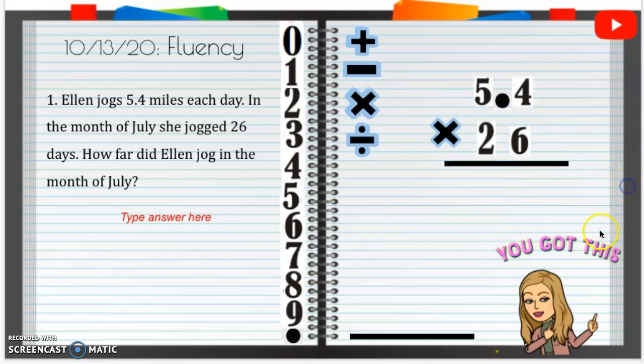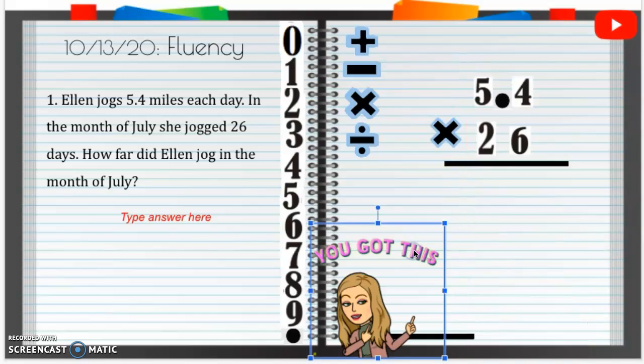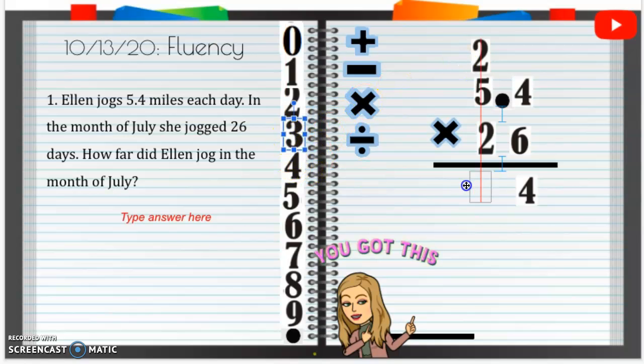So let's take a look. I'm going to move my wonderful self over here so we have a little bit more room. All right, so let's multiply. First, we start over here. What is 6 times 4? 6 times 4 is going to be 24. I'm going to drop that 4 and carry that 2. How about 6 times 5? 6 times 5 is going to be 30, plus that 2 is going to be 32.